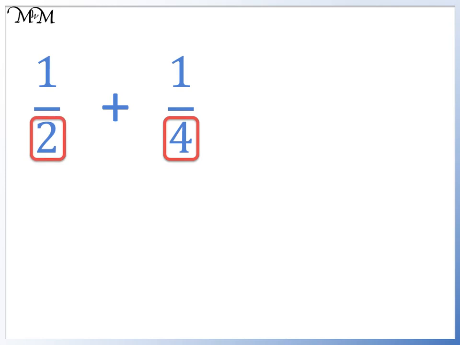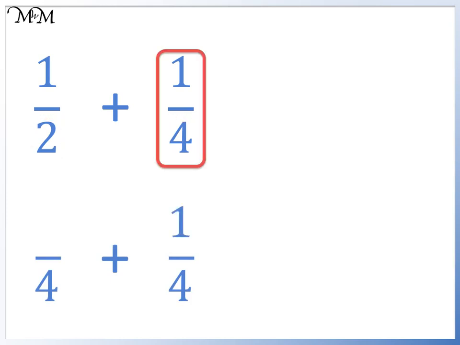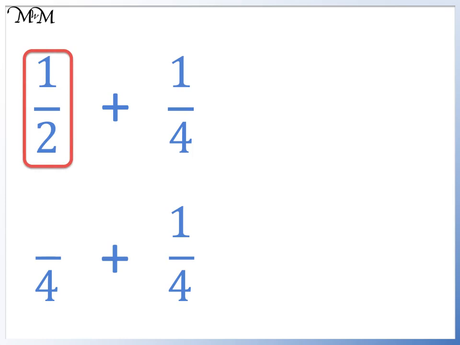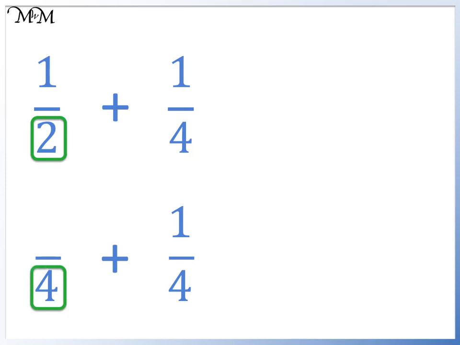So we will convert both fractions to quarters. A quarter already has a denominator of 4, so we don't need to change it. Now let's look at a half. If we start with the denominator, we can see how we get from 2 to 4. Remember, we can do this through either multiplication or division. To get from 2 to 4, we multiply by 2.